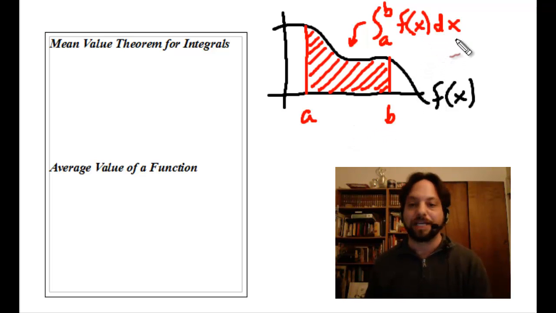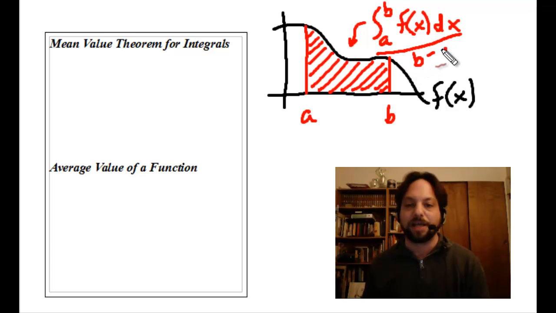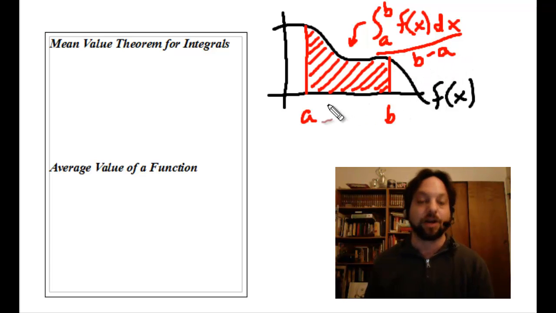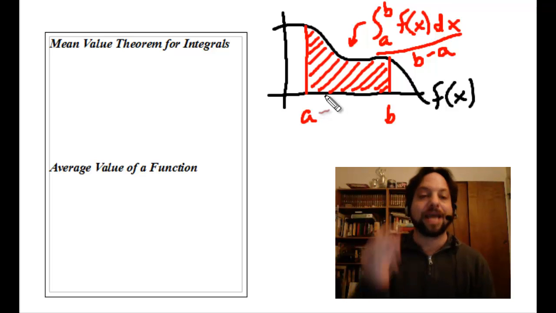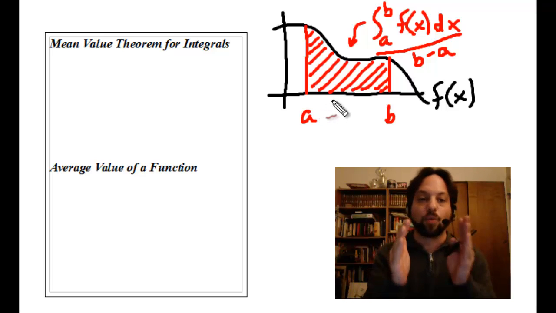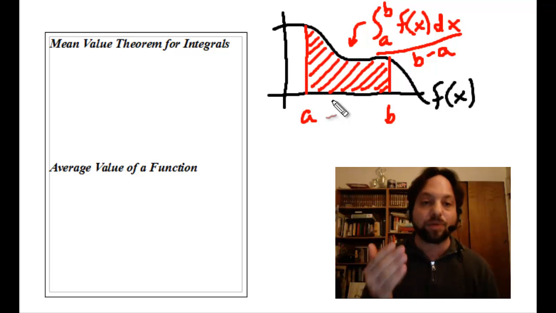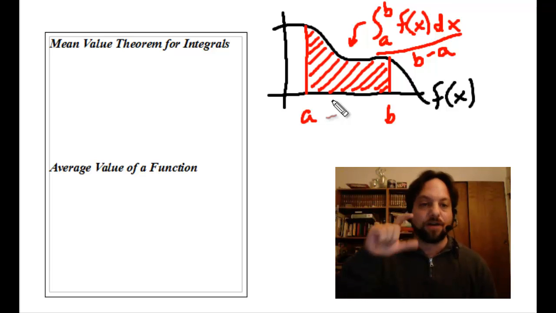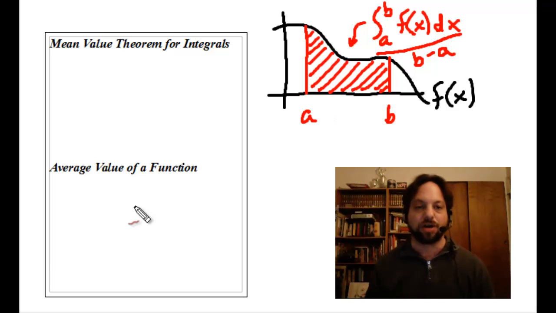Well, that's actually pretty easy. If I just divide by b minus a, that's the width of the interval there. So I find the area and divide by however wide that interval is. That will tell me the average height of all these little rectangles all along this path.